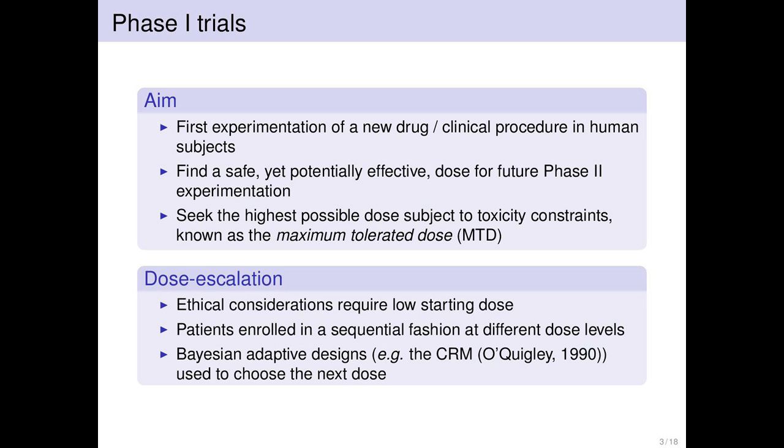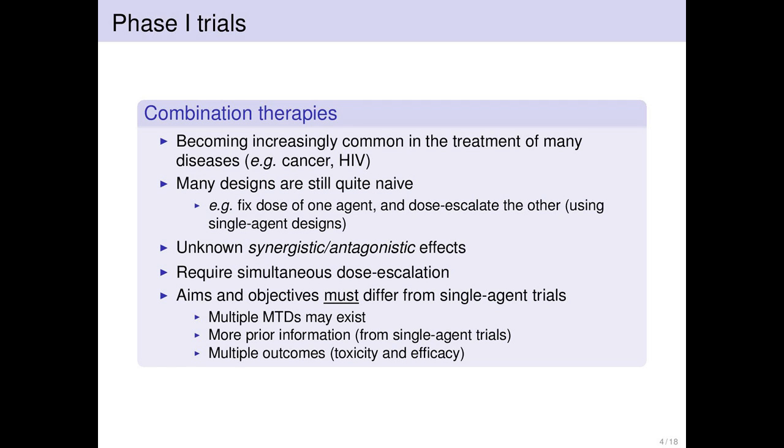So let's move on to slide 4. So the main difference with combination therapies is that these therapies are becoming increasingly common in the treatment of many diseases, especially in oncology. The designs, although there are many statistical designs out there, the implementations of these designs are still quite naive, and many implementations still fix the dose of one of the agents while dose escalating the other. So reverting back to what we'd call single agent statistical designs by keeping one of the doses fixed. Of course, this doesn't acknowledge that there are any synergistic or antagonistic effects, or does not allow us to investigate these effects. So a more sensible approach is therefore to simultaneously allow dose escalation of both drugs.